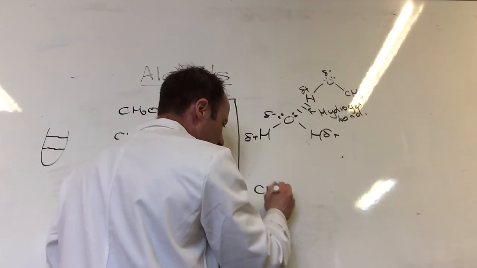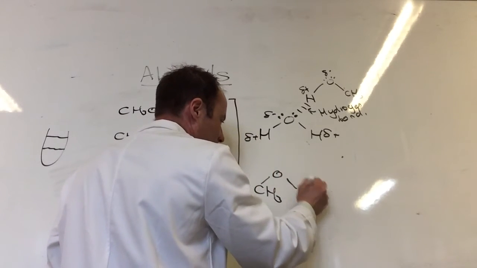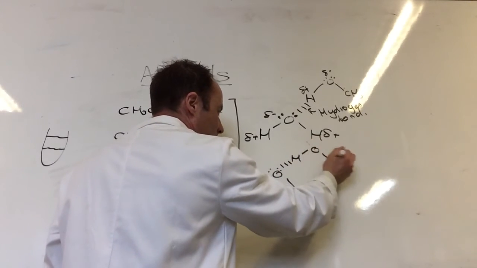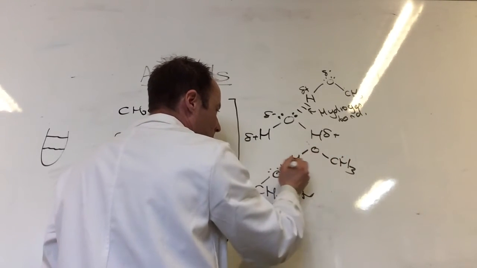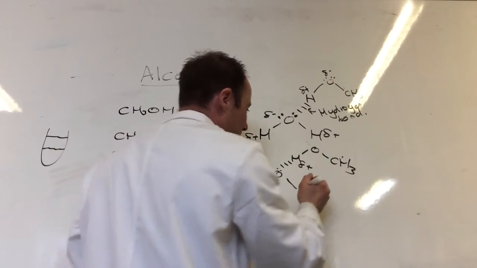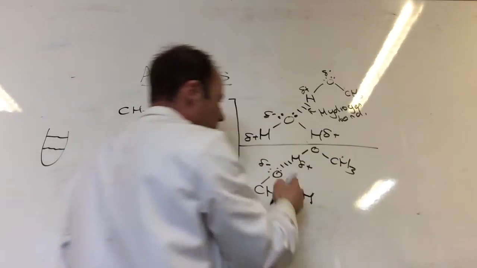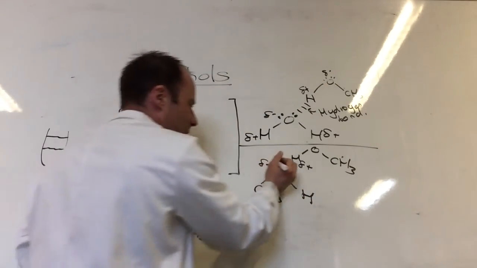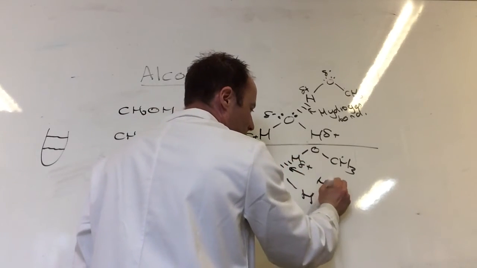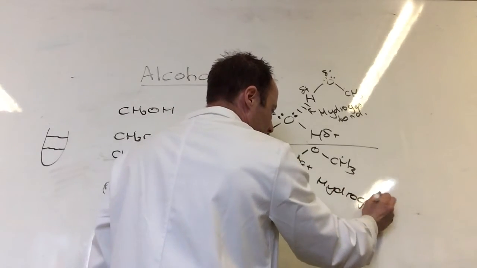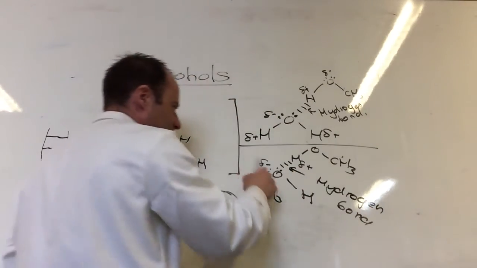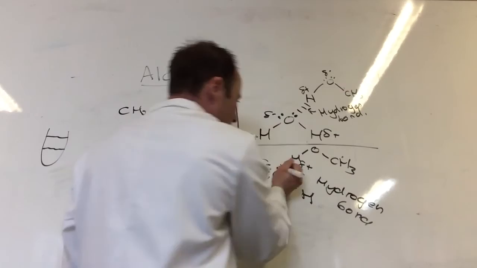So if I do CH3, H, like so, delta plus, delta minus, and so on that. So that's the hydrogen bonding between 2 methanol molecules. Just make sure you show your lone pair. That there is your hydrogen bond. Hydrogen's always delta positive and oxygen's delta negative, like so.